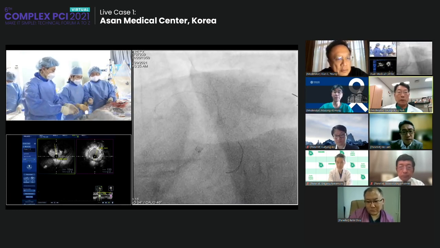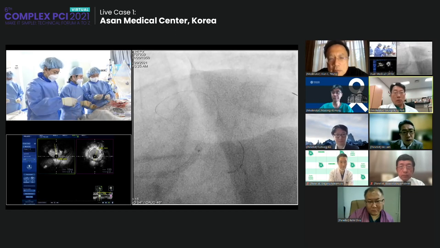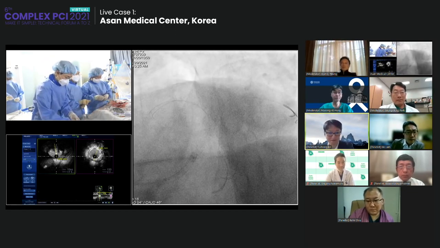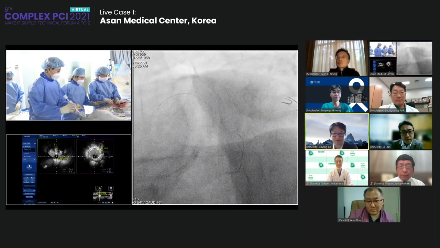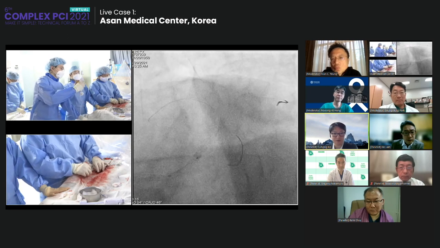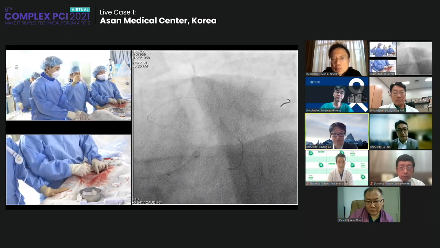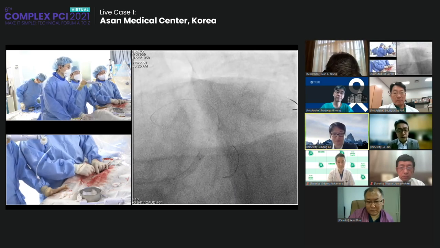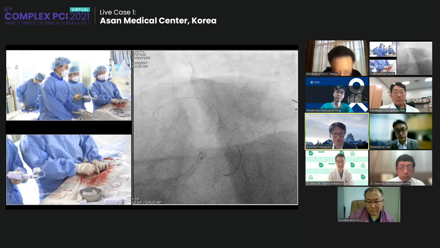Okay, any suggestion from Go? Yeah, thank you for asking me. Looking at the IVUS images, the distribution of the plaque is on the opposite side of the carina. So I think it might be better to do a pre-kissing balloon for plaque modification to get the optimal stent expansion in this case.